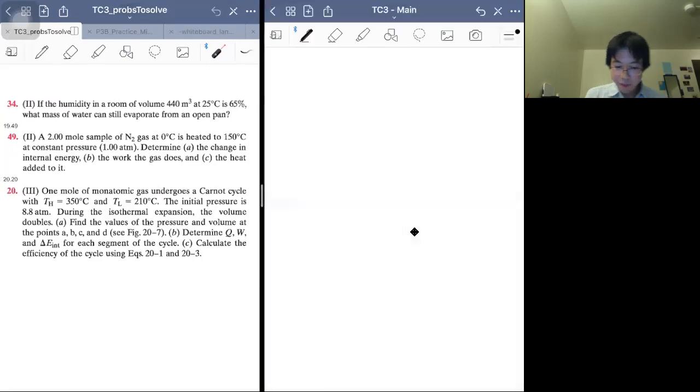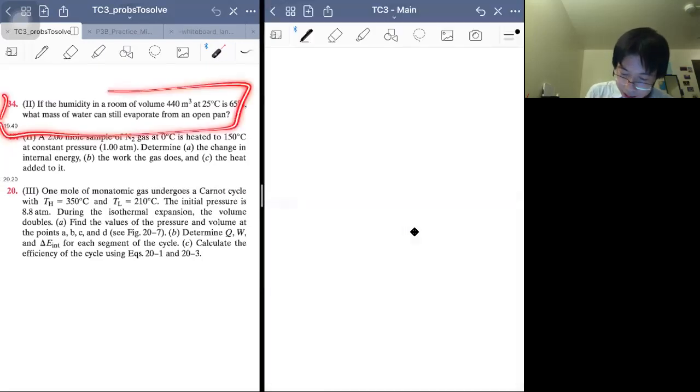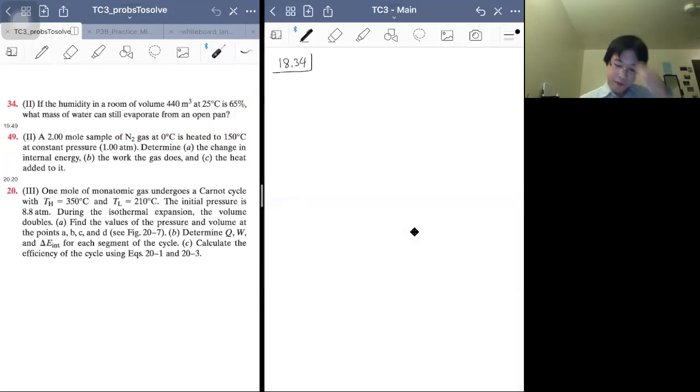So this is chapter 18, problem 34. Let's start from fresh. I will read it sentence by sentence. The humidity of the room, that's my room, volume is 440 meter cube. I love things when they're given in SI units.